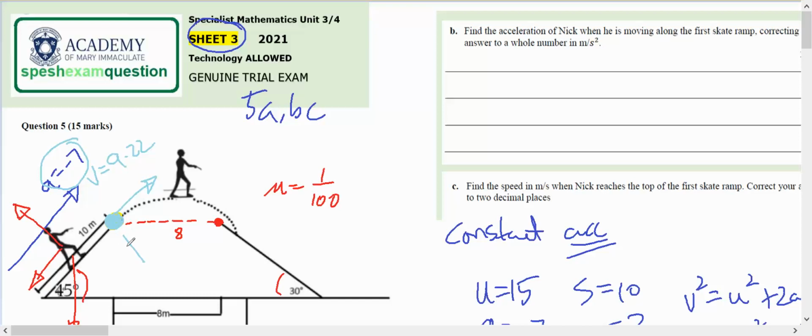But the minute he leaves the ramp, we now have a different set of circumstances. We have totally new rules happening. The minute he leaves the ramp, he's no longer touching the ramp. He is in the air, which means there's no friction, there's no weight force other than gravity, there's no normal reactive force because he's not on a surface to be pushing back.